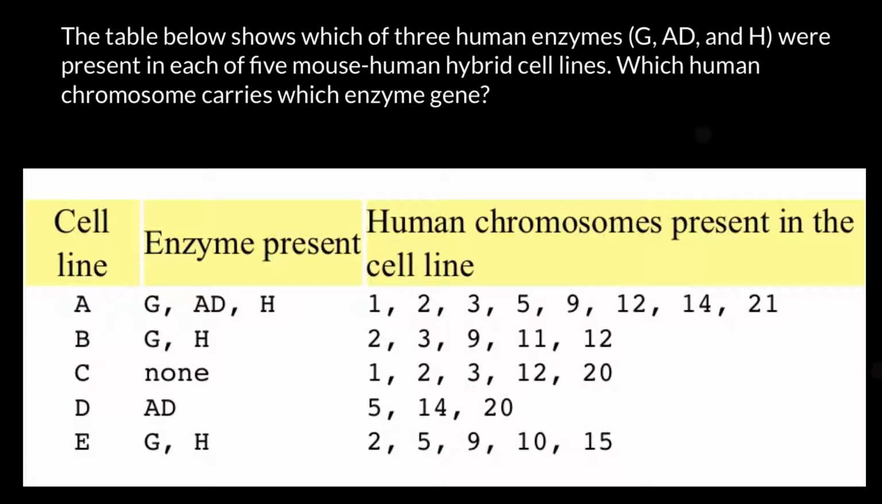Hello and welcome to Nikolai's genetics lessons, and today's problem is: the table below shows which of three human enzymes, G, AD and H, were present in each of 5 mouse-human hybrid cell lines. Which human chromosome carries which enzyme gene? I'm not going to explain today the theory of how mouse-human hybrid cells are produced.